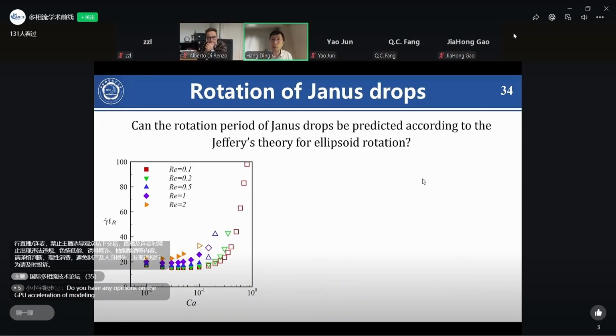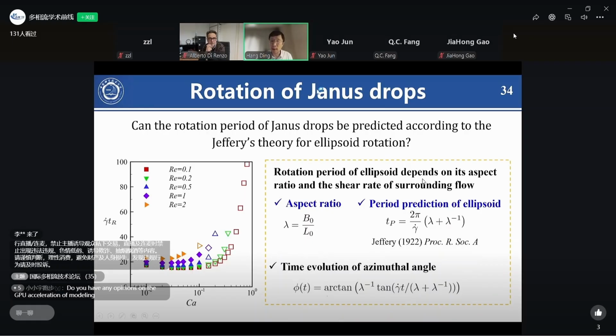Then how about the rotation? One simple question is, can the rotation period of the general droplet be predicted according to the Jeffery theory for ellipsoidal rotation, because only ellipsoidal particles rotate in shear flows here.